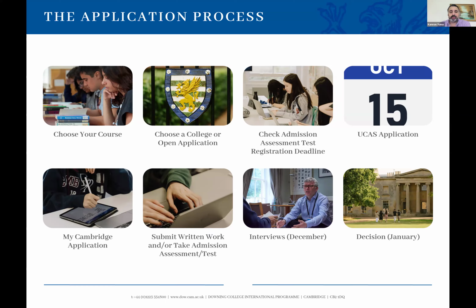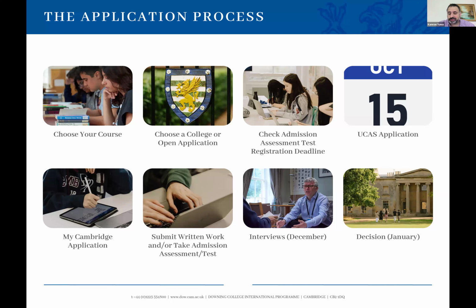Now, the other point is, depending on what subject you're thinking of doing at Cambridge, you may have to think about the admissions assessments. Some of the subjects, such as engineering, medicine, computer science, maths, economics, law, these are some of the examples of courses which require you to sit an admissions test.